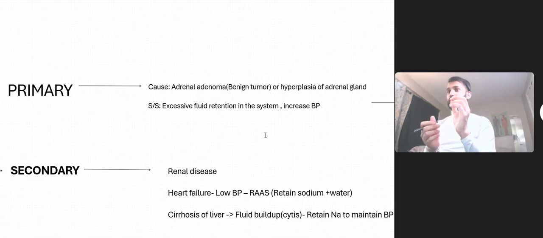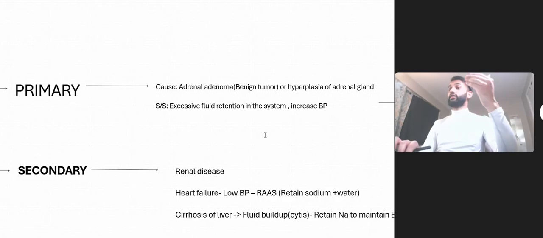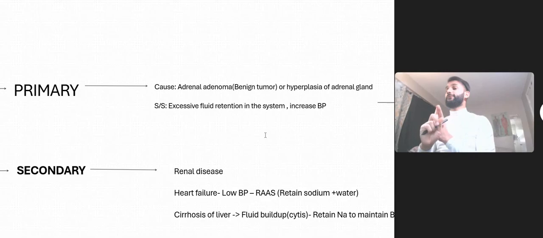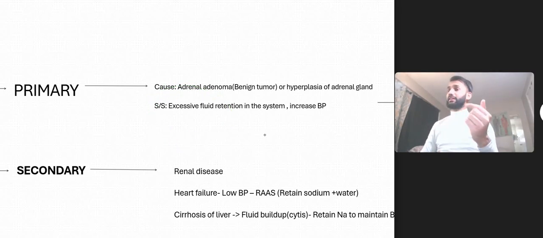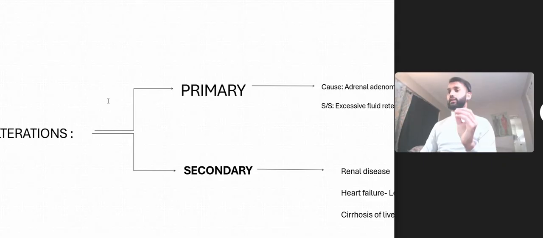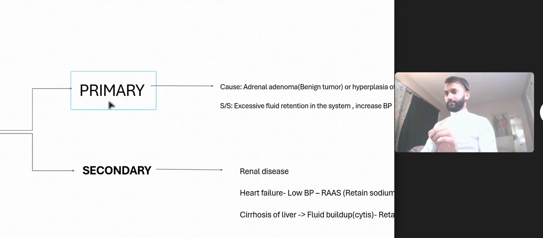The signs and symptoms for primary hyperaldosteronism include excessive fluid retention in the system and increased blood pressure. Why are we retaining this fluid in the body? Because we are retaining the sodium, and as a result of the sodium retention, we are retaining the fluid itself as well. It also increases your blood pressure, okay, because now you have more blood volume. An example for this primary hyperaldosteronism includes your Crohn's disease.